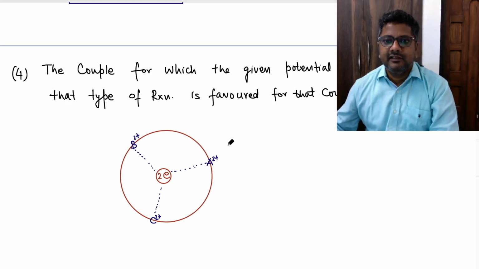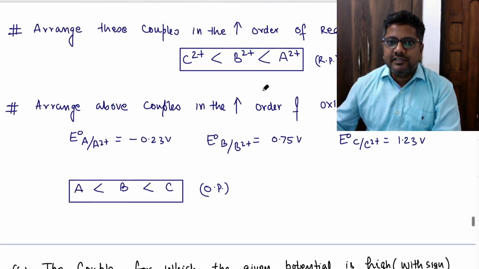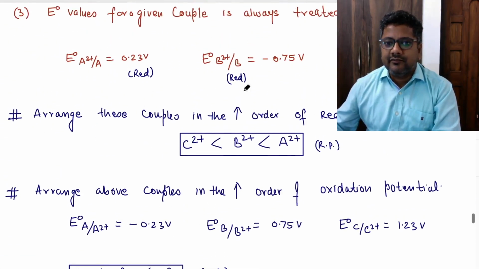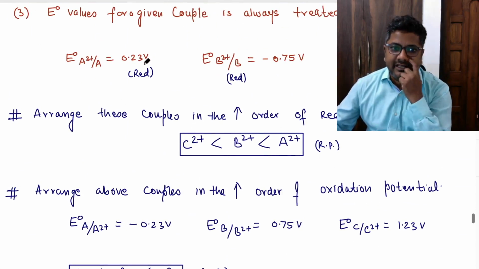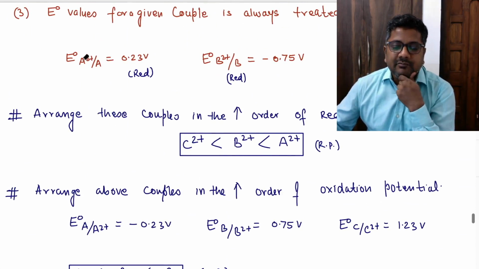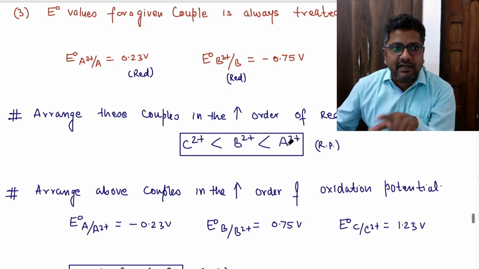Now see, for which species, for which couple, the reduction potential is high? For this couple, means high for A2 plus. We have already arranged this. So A2 plus has the greatest tendency to accept the electron among these three.